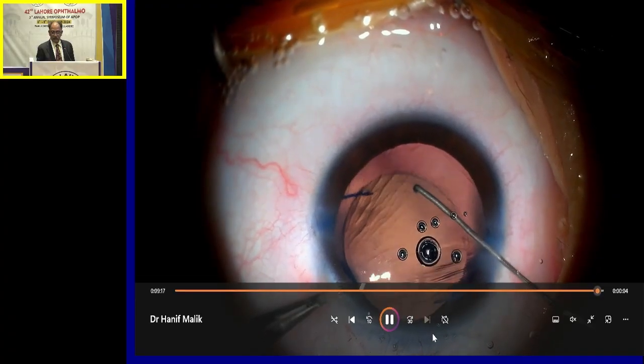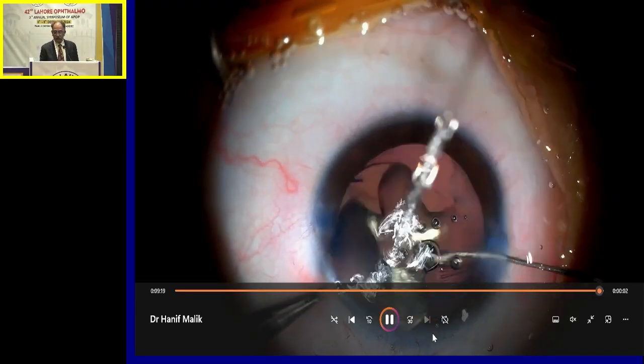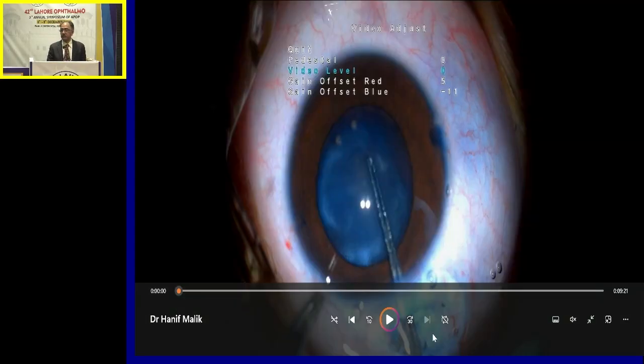Capture it, and it is, I captured it even behind the posterior capsule.